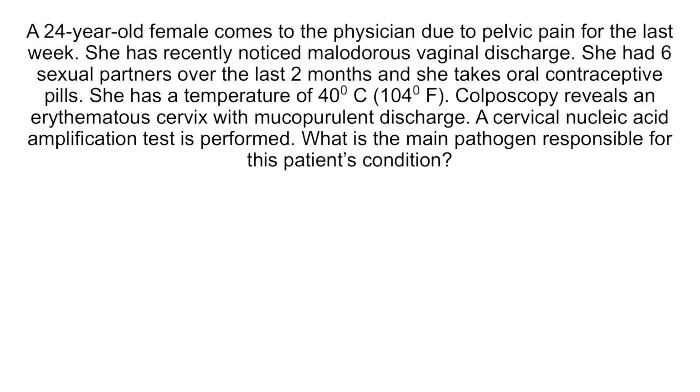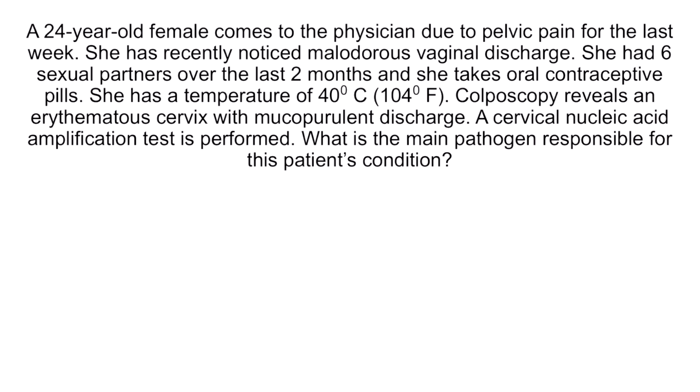All right, let's wrap up with a final question. A 24-year-old female comes to the physician due to pelvic pain for the last week. She has recently noticed malodorous vaginal discharge. She had 6 sexual partners over the last 2 months, and she takes oral contraceptive pills. She has a temperature of 40 degrees Celsius.